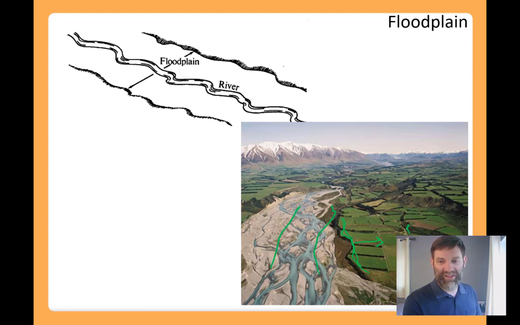You'll notice there's a little scarp here, right? A rise, and then we've got another surface up here. This is a stream terrace. And there's another rise, and here's another stream terrace. And each of those are former floodplains that have been uplifted. They're no longer getting flooded.